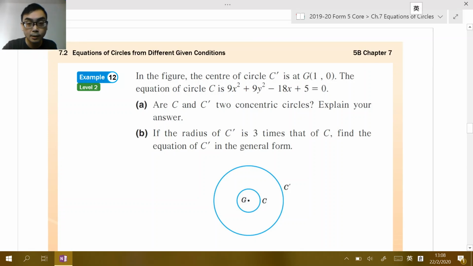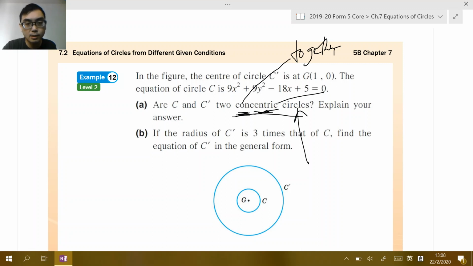Explain your answer. The word concentric, you can see, is con and centric. Actually, con means together, and centric means center. So the meaning of concentric circles is that the circles have the same center.